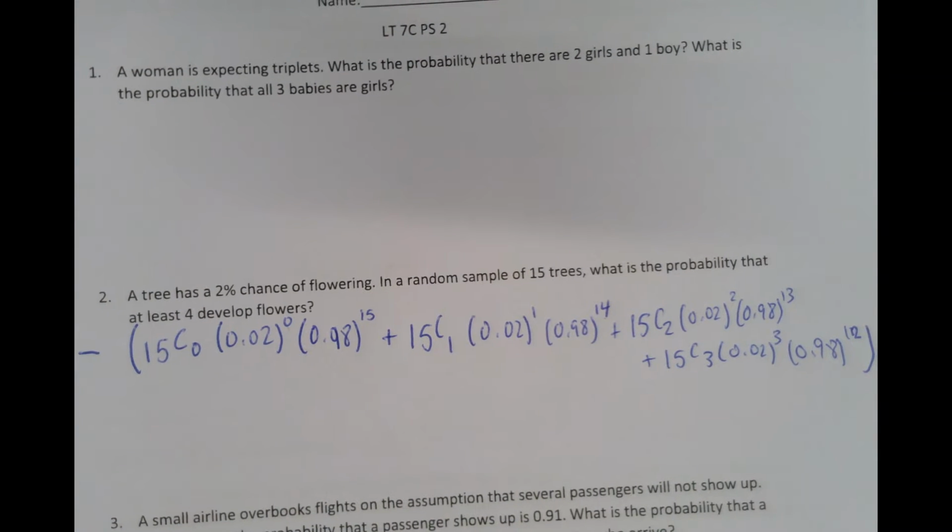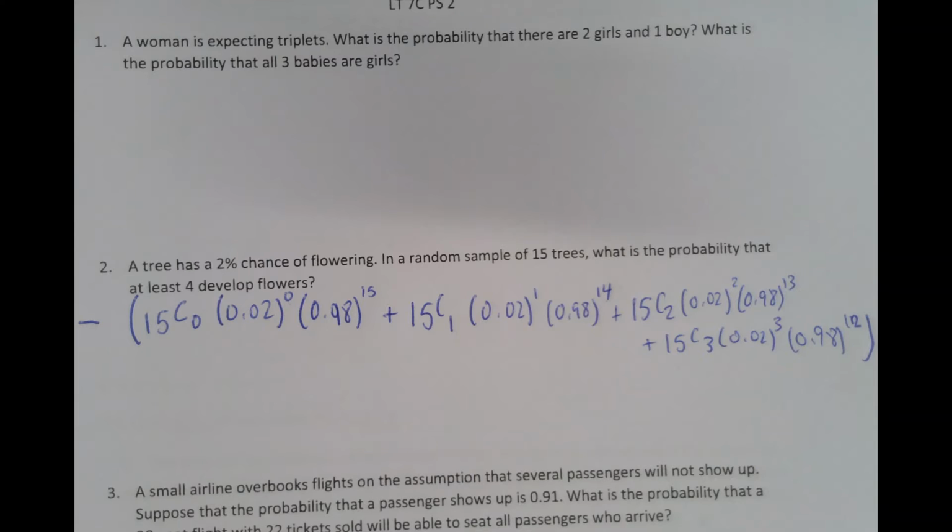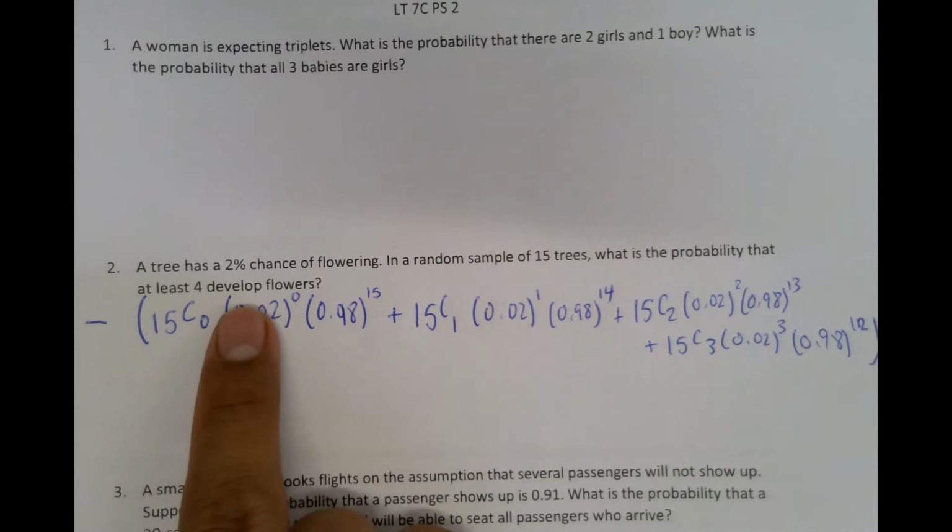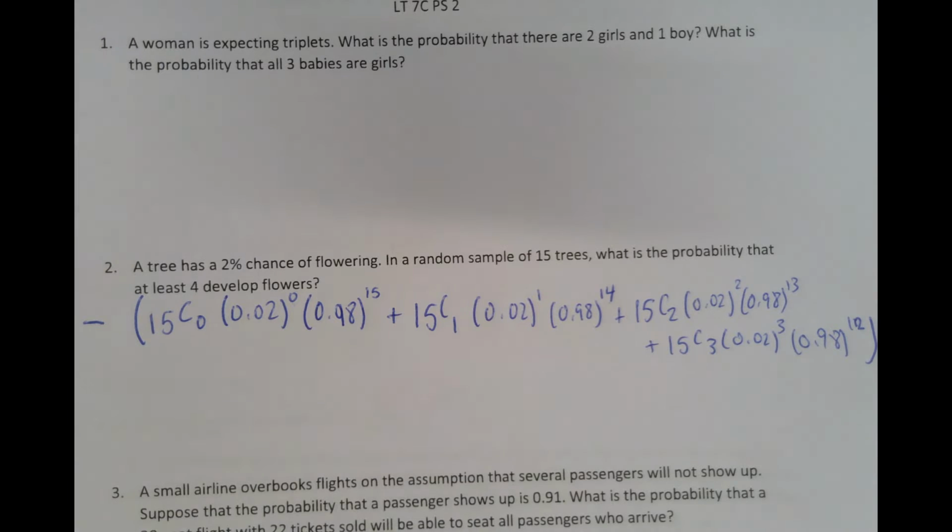So again, what we're doing is subtracting the probabilities of developing 0 flowers, 1 flower, 2 flowers, and 3 flowers, because every other possibility is from 4 to 15. Okay. So 100% represents all the different possibilities that there are. By subtracting the possibilities of 0, 1, 2, and 3, we're left with 4 through 15. We're left with the remaining probabilities. Okay.